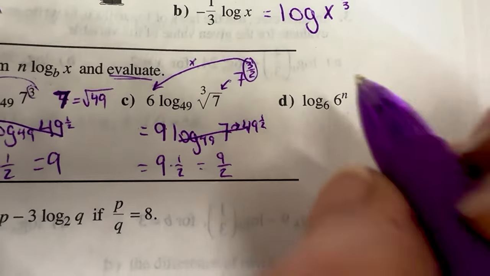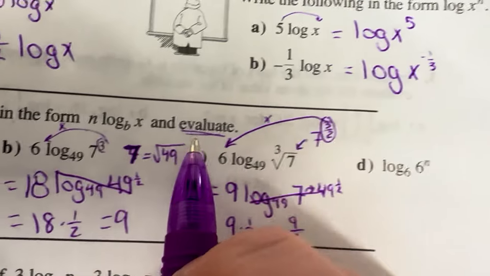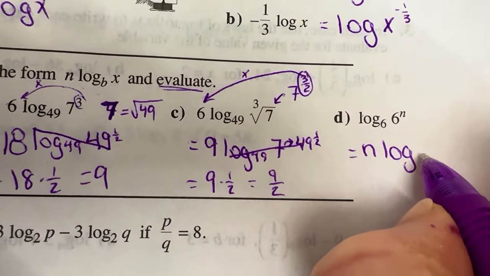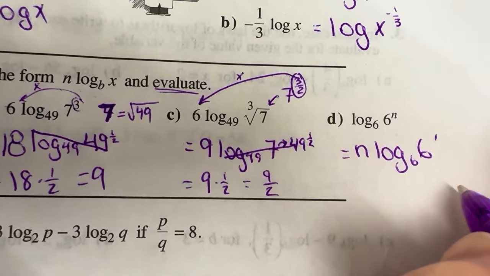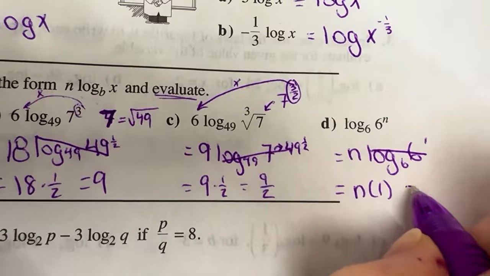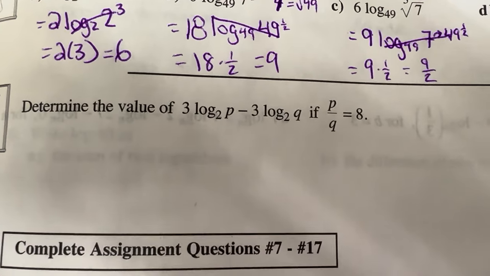Okay, and then this one, this is just going to be equal to n, right? Because it would cancel out, but they did say that they wanted us to do this first, so I would use the power law, and so I would just put a 1 there and say that's going to cancel out. N times 1 is equal to n. All right, one last example.